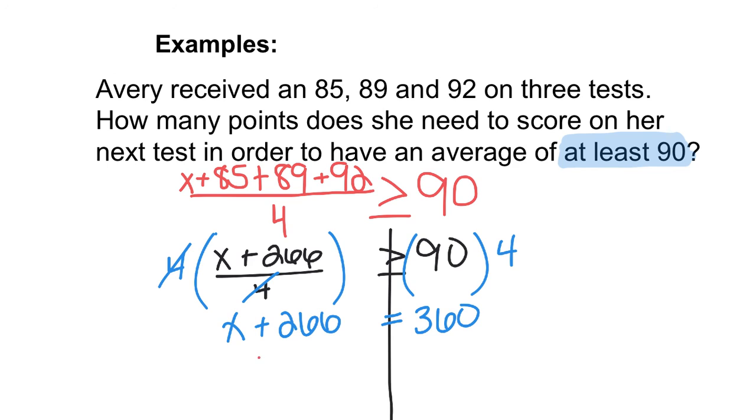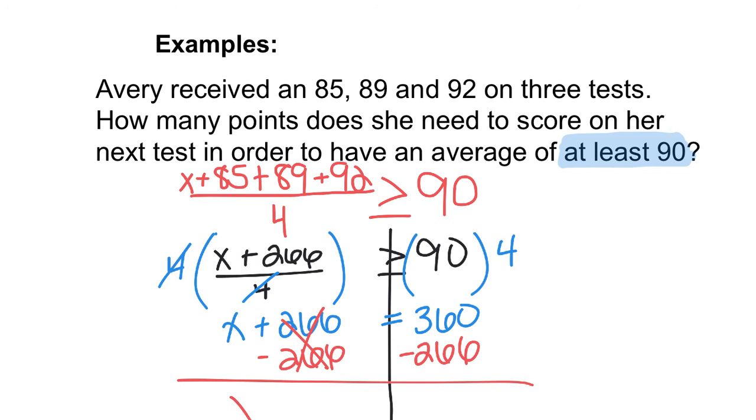And then we just subtract our 266. And we find that her score needs to be greater than or equal to 94. So again, I need you to be able to set this up, but I also want you to be able to work these out if you need to.